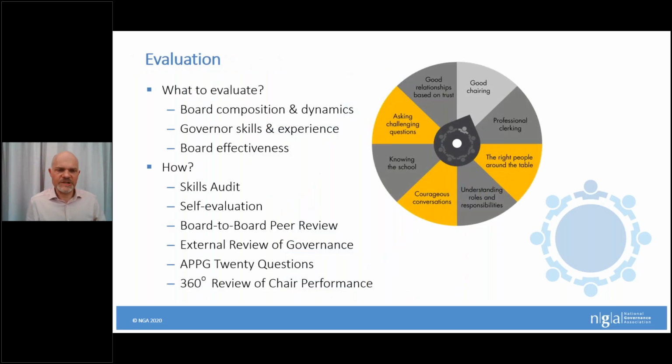So thinking about evaluation, what are we evaluating? We could be evaluating board composition. Have we got the right mix of governors? If it's a maintained school, do we need to reconstitute? If it's the board of trustees or an LGB, do changes to articles of association need to be made to make the board composition more relevant?